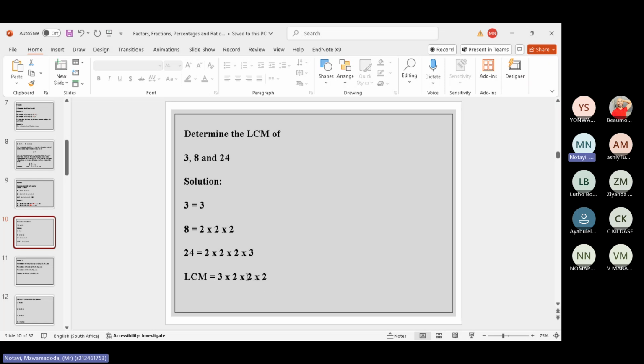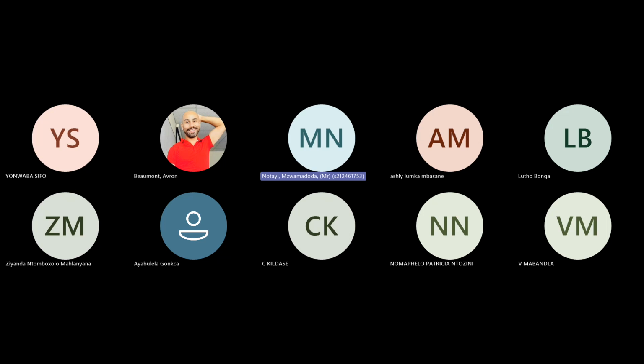So what is the answer? 3 times 2, 6, times 2, 12, times 2, 24. So the lowest common multiple of the three numbers, 3, 8, and 24, is 24. I'll write it down. Equal to 24.